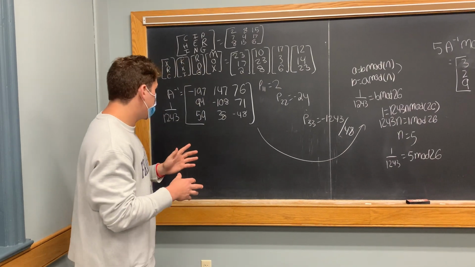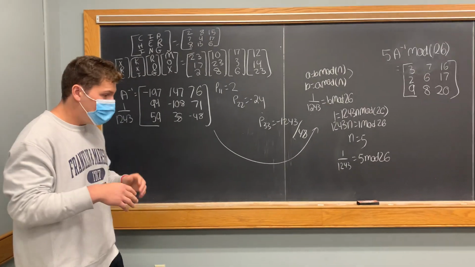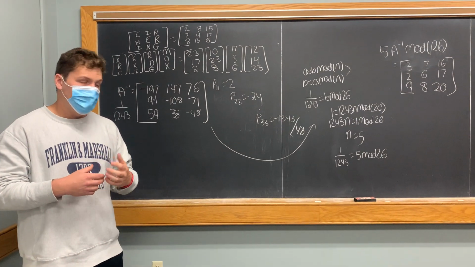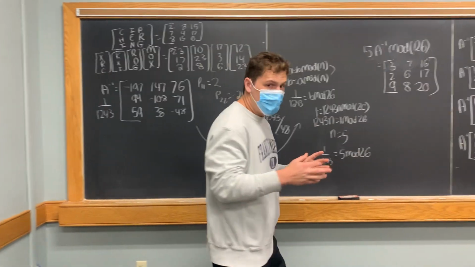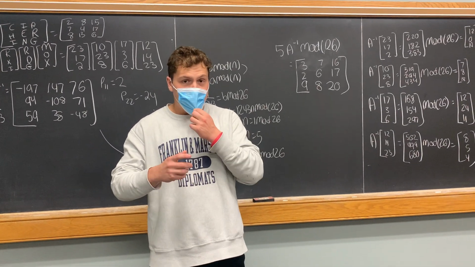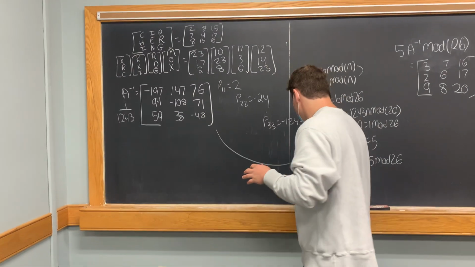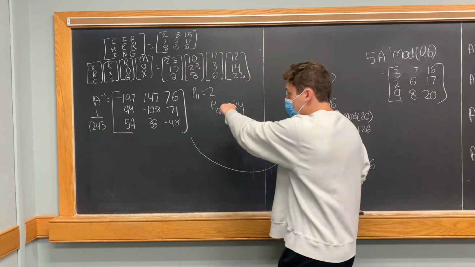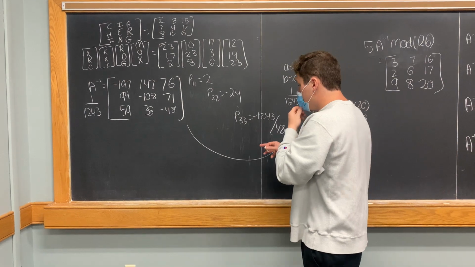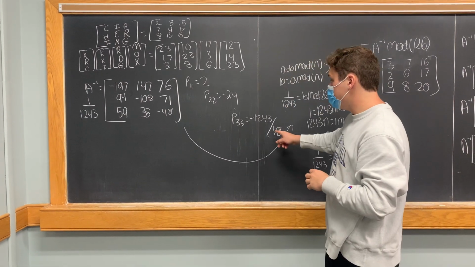The first thing I did was use Gauss-Jordan row reduction to find my inverted matrix. I posted all my work in the actual essay, but to summarize here, we had 3 pivots. Our first pivot was 2, our second was negative 24, and our third was negative 1243 over 48.